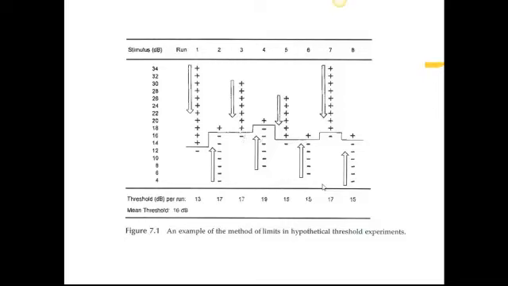So then the next one is an ascending run. And at 4, they didn't. 6, they didn't. 8, they didn't. 10, they didn't. 12, they didn't. 14, they didn't. 16, they didn't. And then at 18, they did. So the threshold is considered to be at 17 dB. So you get the idea, going all the way across. And there were 8 runs. And after the 8 runs, then all of those 8 thresholds are averaged together, and the mean threshold is considered to be 16 dB.